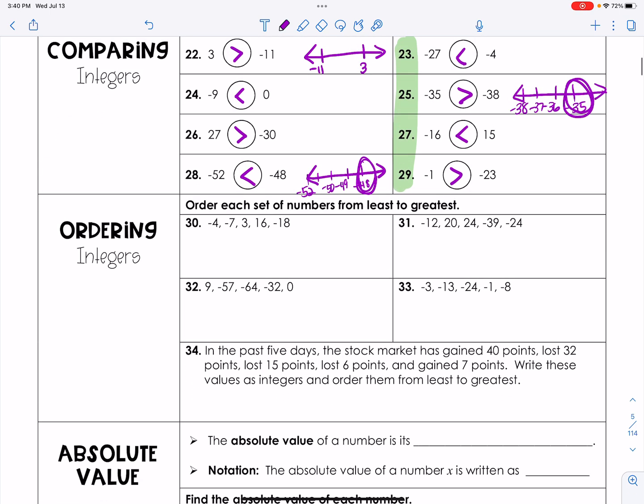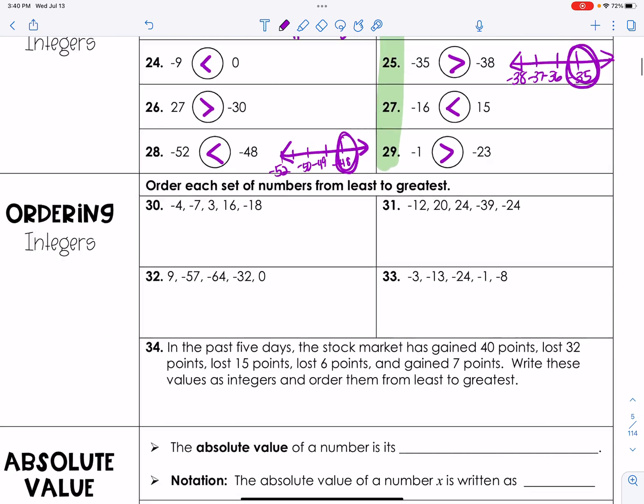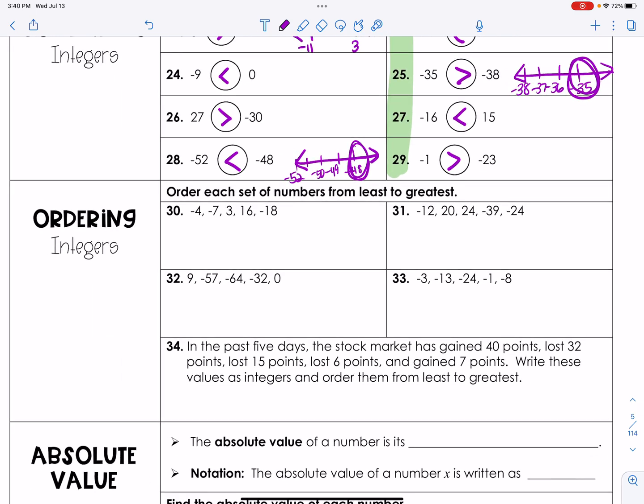Okay, and then you're going on to ordering. I'm going to order these. The smallest is going to be the one farthest from 0 on the left, which is a negative 18, then a negative 7, then a negative 4, and then 3, and then 16. The biggest is going to be farthest from 0 to the right. The smallest is the farthest from 0 to the left, which is a negative 39. Then a negative 24, then a negative 12, and then 20, and then 24.